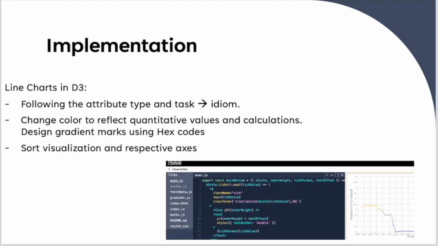And then similarly within D3, I'm going to follow the attribute type and task idiom, change the color to reflect the quantitative values using physical calculations and hard coding those gradient changes in the line, as well as using the min and max and average for the data points. And then I'll sort the visualizations with the respective axes.